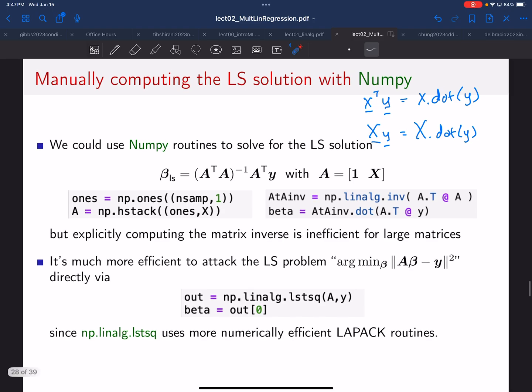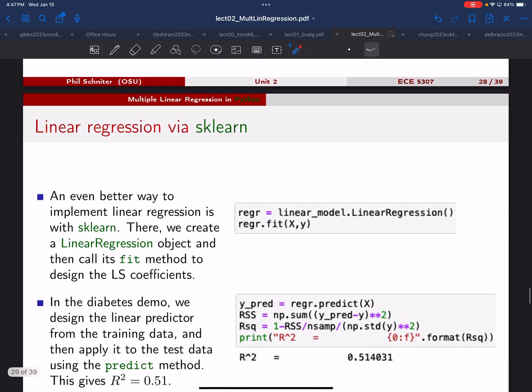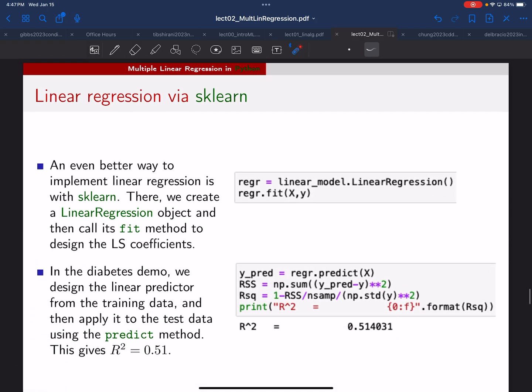Any question on these routines? Okay, so these are two ways to do it, but there's an even nicer way, which is going to play better with a lot of other things we're going to do this term, which is to use the scikit-learn library. This is like the basic machine learning library in Python.